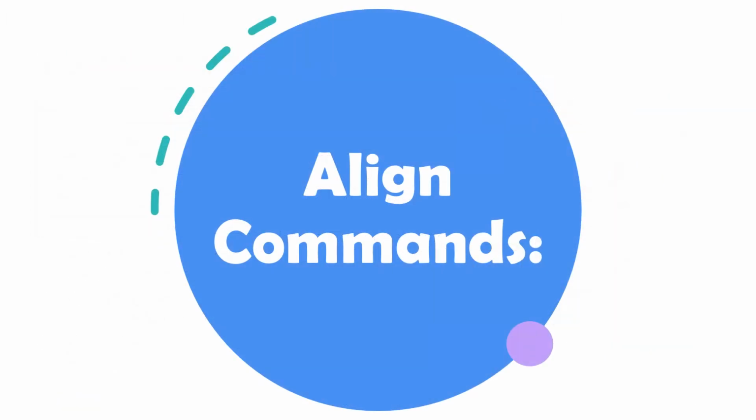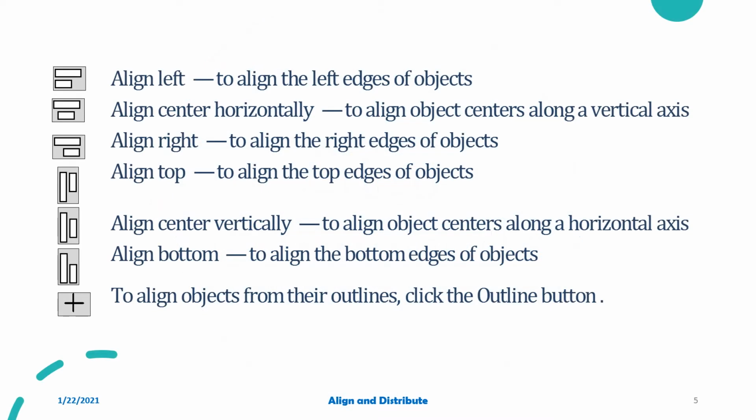What are the different align commands? So we have align left. Objects will be placed at the left panel of the screen or on the left side of a certain object. Align center horizontally. Align right. Align top. Align center vertically, and align bottom. Also, we have the outline button. In the next slide, you will be seeing already how you are going to align an object. So let's watch the video.